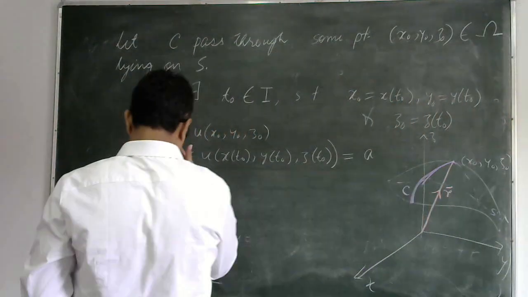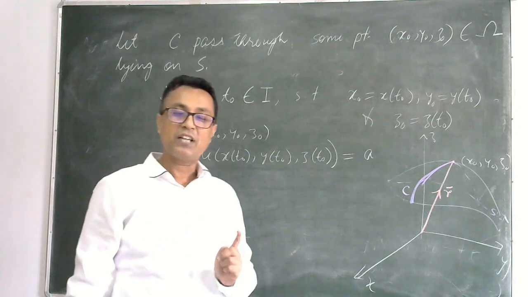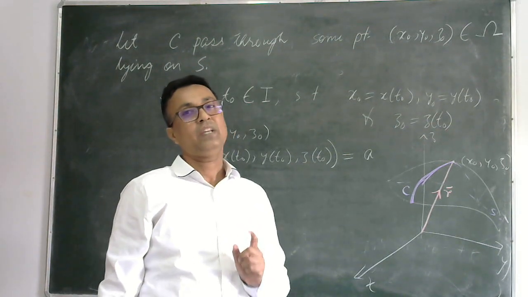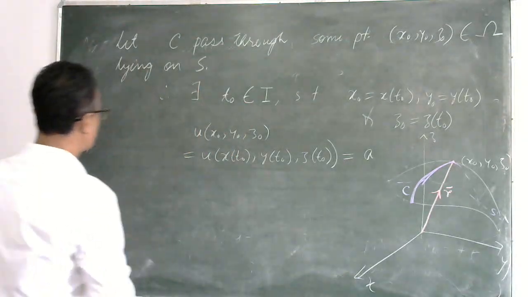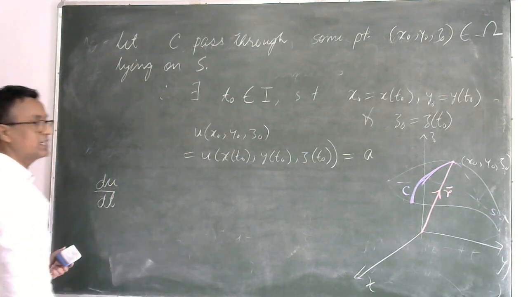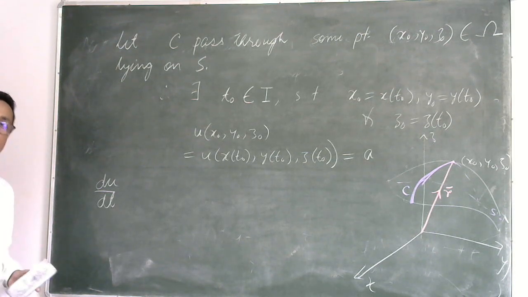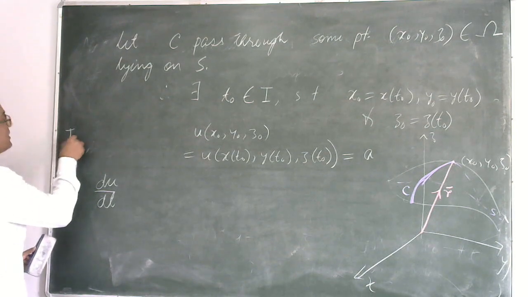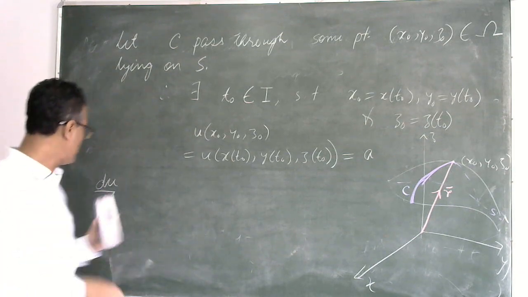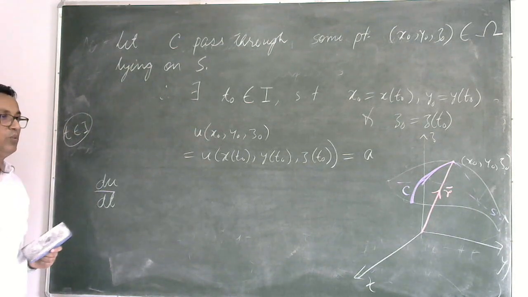See, remember, we shouldn't deviate away from what we are planning to do. We are planning to prove that the curve C entirely lies on S. Is it okay? So now let us see what happens to du/dt. What we want to do is check the variation of u in the interval I. You should think like that: variation of u for all t lying in that interval I.